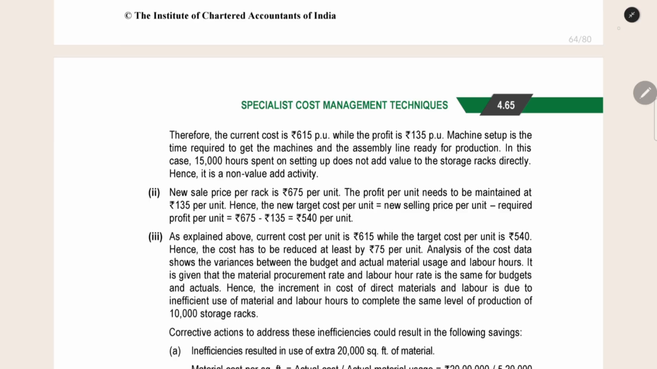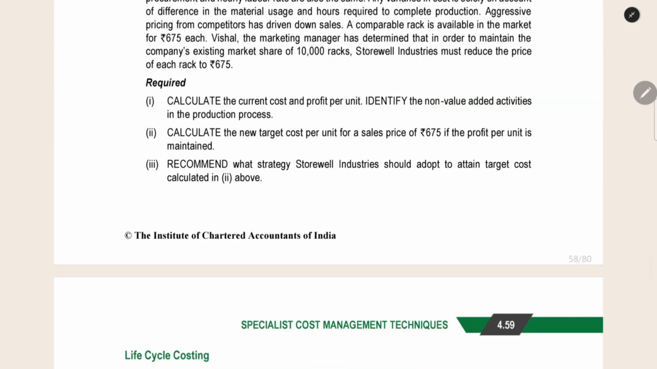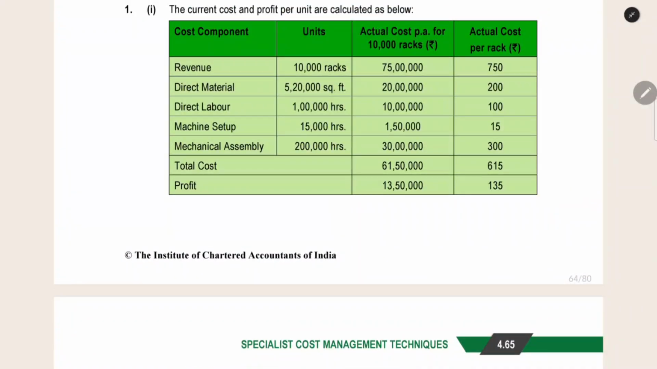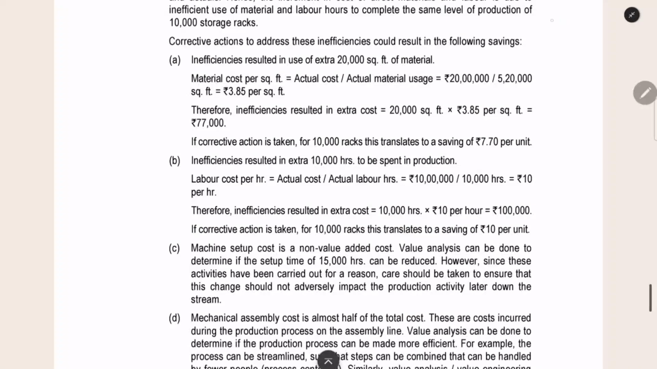Now we can see the third question. In the third subdivision, they are asking what the company has to do to achieve the target cost. The target cost of 540, for achieving that, what should the company do? For that also they have given the answer. In the question we are getting an inefficiency. The budgeted direct material is 5 lakh. We have to use only 5 lakh square feet of material, but we are using 20,000 extra. In direct labor, 90,000 hours is the budgeted, but we are using 1 lakh hours. That 20,000 square feet we are using extra, and that 10,000 hours also we are using additionally beyond the budget capacity. So we have to reduce that. That is the inefficiency.